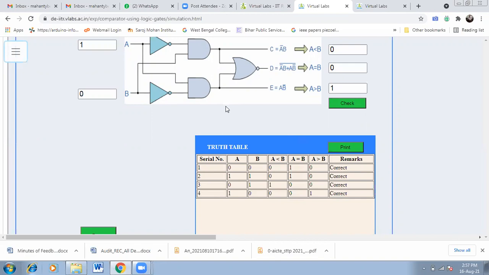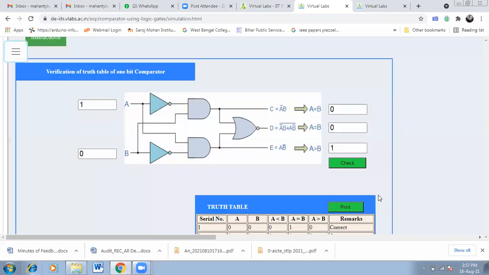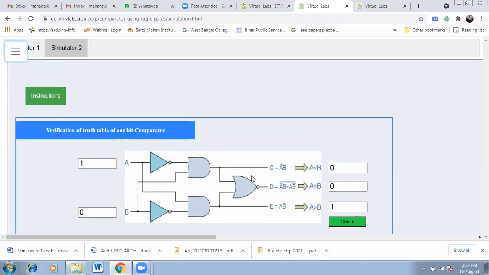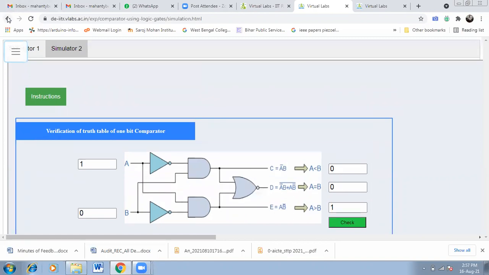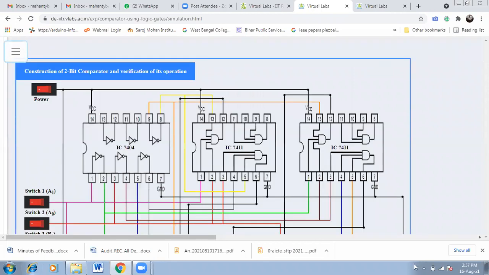In the same way, you can go for designing a 2-bit comparator also. If you have any doubt, you can tell me the question. Otherwise, we will move fast to the second comparator circuit, that is the 2-bit comparator circuit. So this is also a NOT gate, this is also an AND gate, this is also an AND gate with 3 inputs.